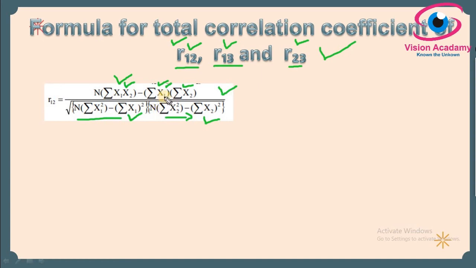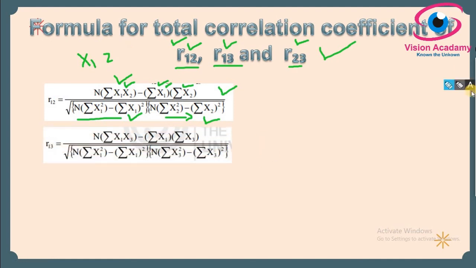Here n bracket summation x1 square minus summation x1 whole square, and here summation x2 square minus summation x2 whole square. So the formula is very easy. Since we are dealing with x1 and x2, we have considered summation x1, summation x2, summation x1 x2, summation x1 square, summation x2 square. These 5 pieces of information and n, these 6 pieces of information, are very necessary to apply here. The same logic will be repeated in the case of R13 also, with a slight change.